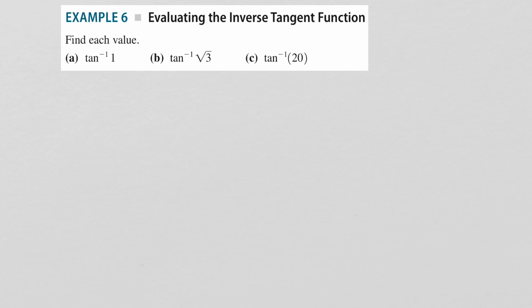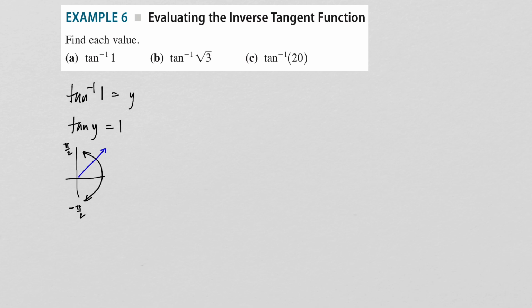So for example, if I want to find the inverse tangent of 1, this is equal to some y value, let's say. That means that tangent of y would be equal to 1. So I need to know what is the angle between negative pi over 2 and positive pi over 2 that has a tangent equal to 1. And we should know that that angle is pi over 4 because we should know that tangent of pi over 4 is 1. So in this case, the answer here is pi over 4.